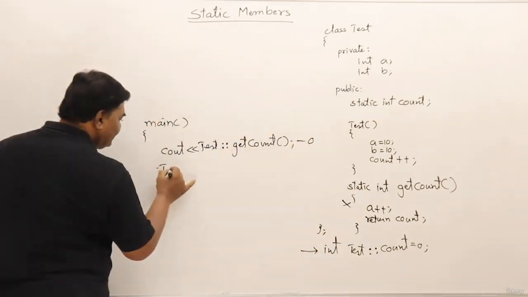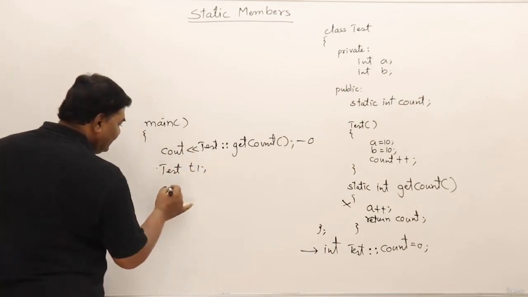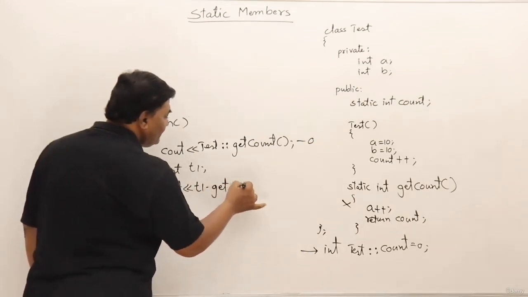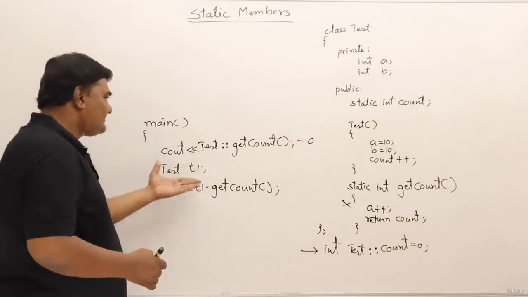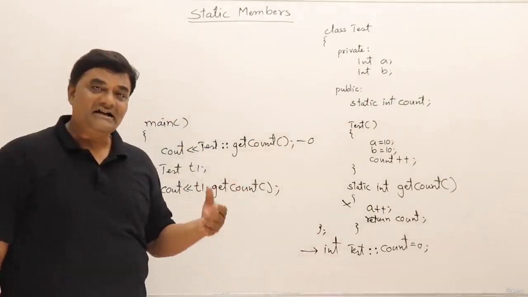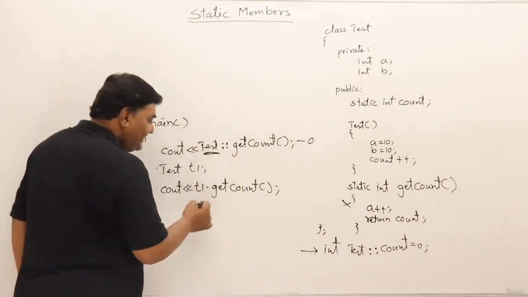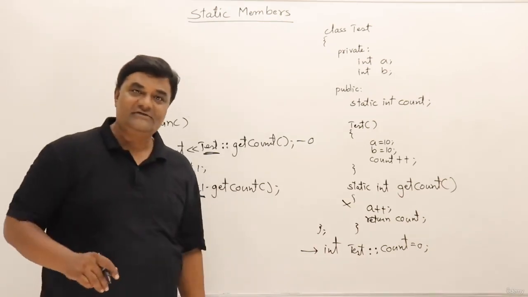Now if I say Test t1, an object is created. Then I say cout t1.getCount. So can I call this function getCount upon the object? Yes. It is just like static variables. You can access static functions also by using the class name as well as using an object. So that's it. I'll give you some examples on this one.